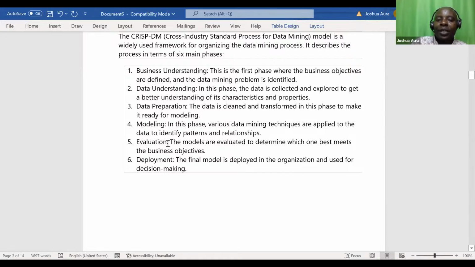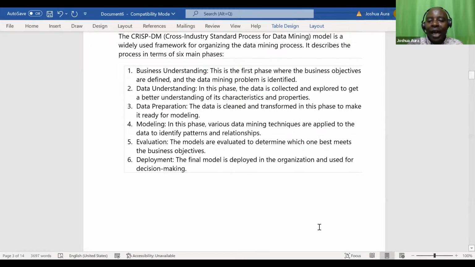Of course, at the end of the day, ladies and gentlemen, you may come up with various models here. It could be a simple regression model. It could be a multiple regression model. At the end of the day, they should be evaluated for you to see between the two which one is able to give us better predictions. So there must be evaluation of the models that have been developed. And then, of course, the moment you discover the one you would want to make use of, then you have to deploy. Deployment: the final model is deployed in the organization and used for decision making.